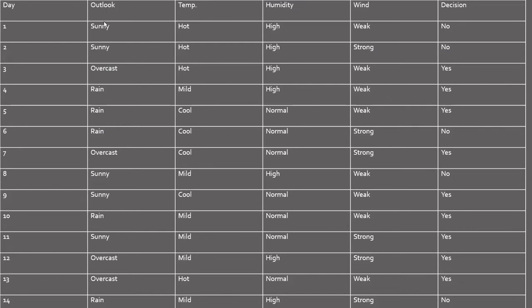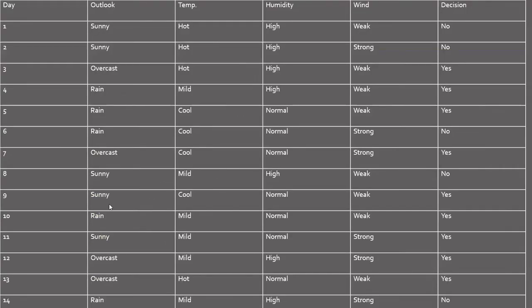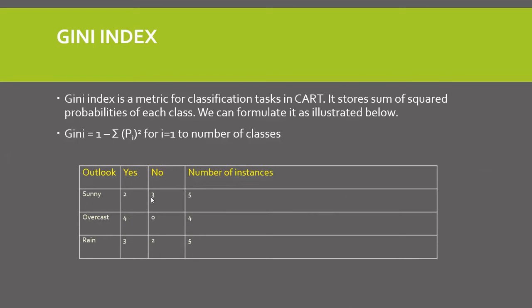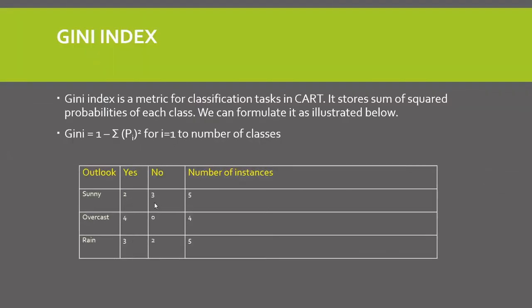So when outlook is sunny, this is no, 1. Again sunny, no, 2. Again here, no, so no has 3 values. So sunny with no occurs 3 times, and sunny with yes occurs 2 times. So 2 times and 3 times, total instances are 2 plus 3, 5.